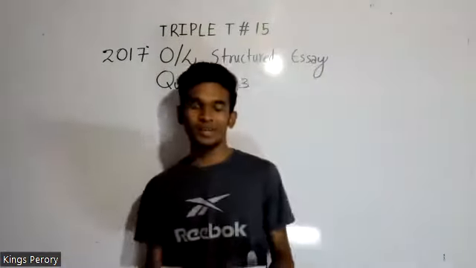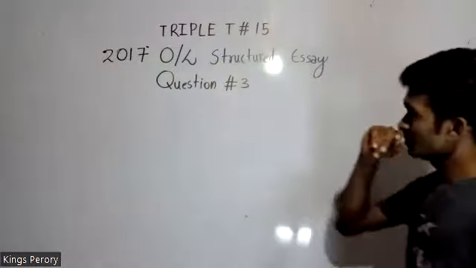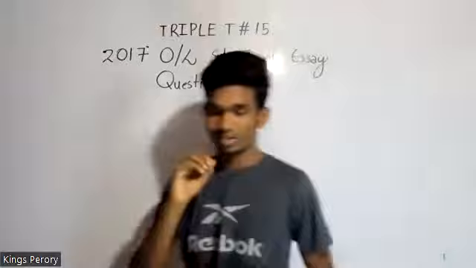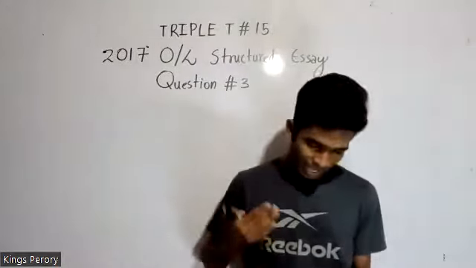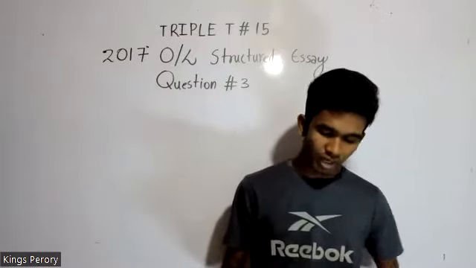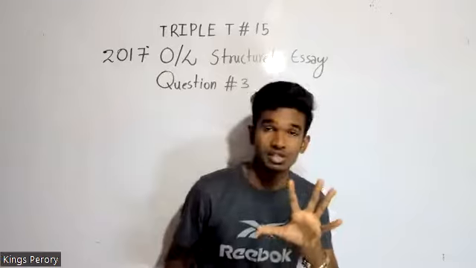Right. Good evening, everybody. Triple T number 15 is the 2017 O level third question, right? Structure, this is Part 2, third question. Mainly we have questions from the chemistry section. Remember these chemistry sections, right?